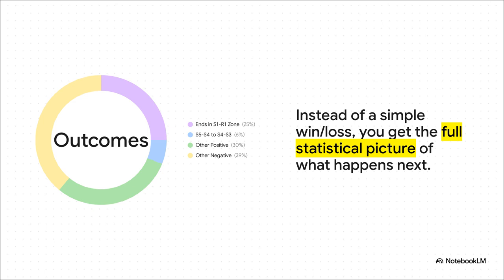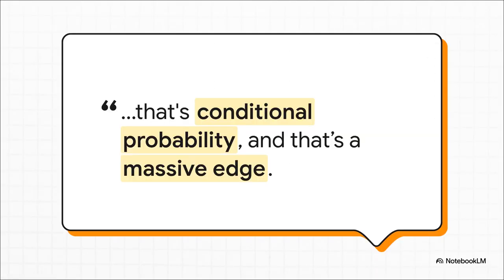The tool breaks down all the probable outcomes. For example, you might see that 25% of the time, the price just ends up in that neutral zone between the S1 and R1 pivots. But here's where it gets really, really powerful. You can filter by the starting conditions. You can ask, okay, given my pattern happened, what if the month opened in a weak zone, like S4, S3? What happened then? That right there is conditional probability. And truly understanding that gives you a massive quantifiable edge.